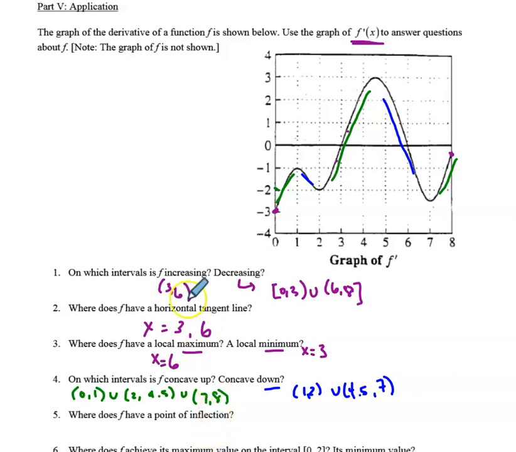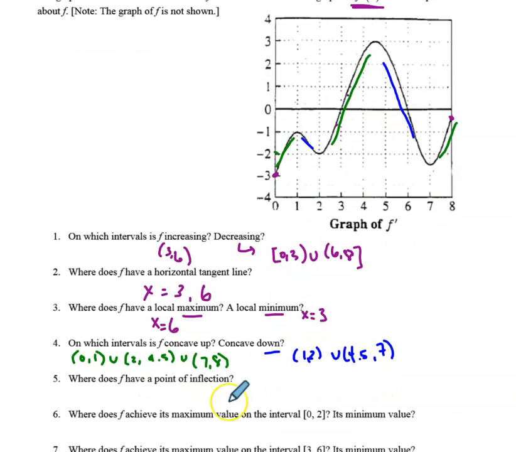So keep that in mind, whereas when the intervals are increasing and decreasing, you have a choice of including or not including the places where there is a turning point, but a point of inflection may not be included as either concave up or concave down.